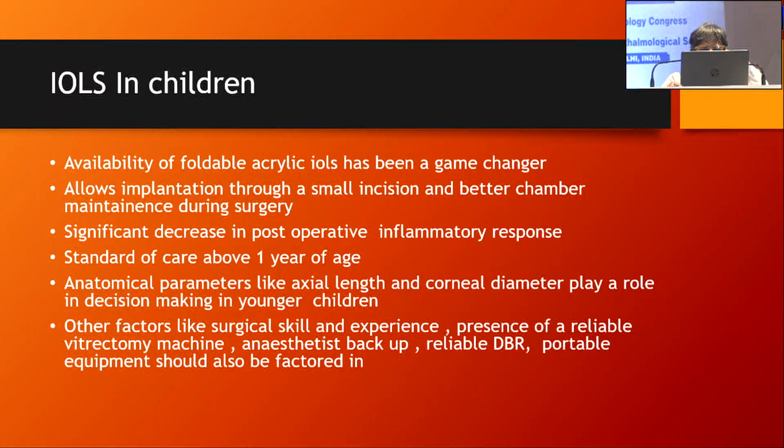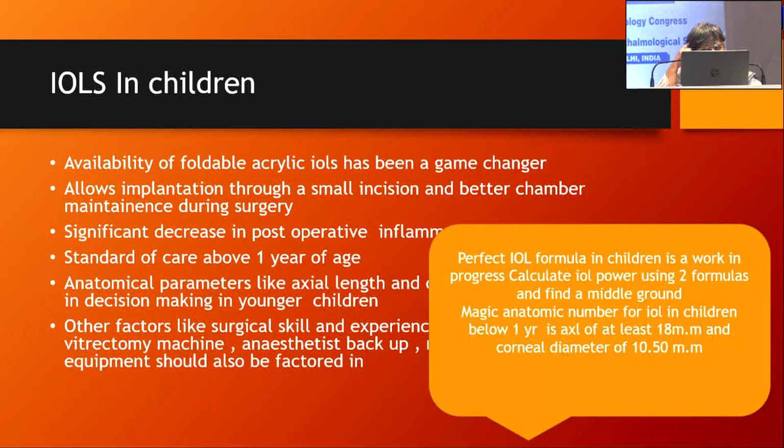superior over aphakia, but anatomical parameters like axial length and corneal diameter play a role in decision making, and I think if you have adequate corneal diameter of at least 10 and axial length of 20, and appropriate surgical skill and ability to do follow-up, then you should probably think of IOL in infants. But apart from that, other factors like I have mentioned here should form a part of your decision making. Now, the perfect IOL formula is still a work in progress, and what I do is calculate lens power using two formulas and find the middle ground.